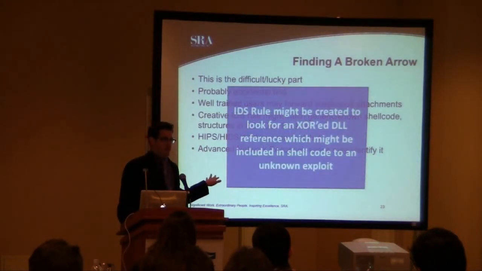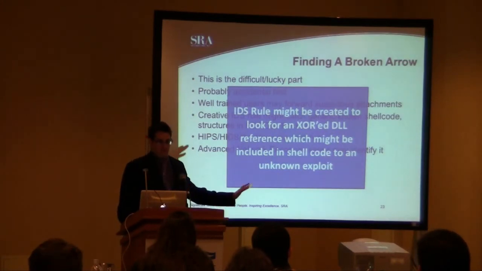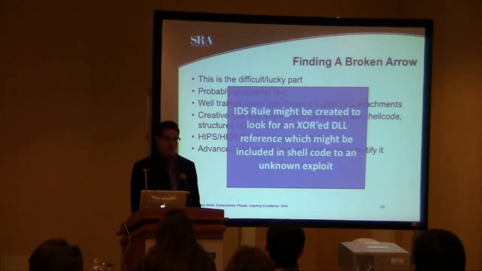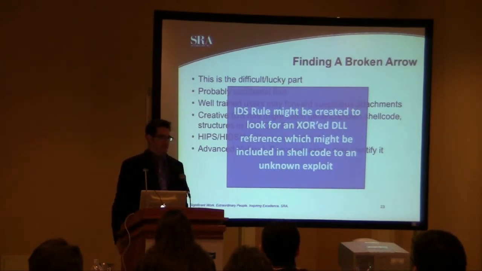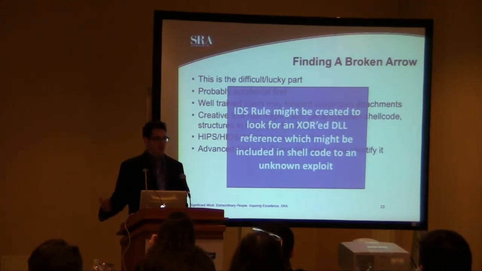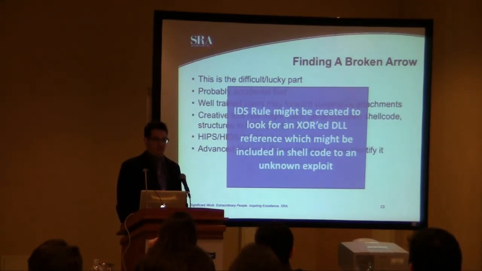Like I was saying with IDS rules, just as an example, you might create a rule to look for an XORed DLL reference, like WS32. If the exploit has to implement the WS32 library in order to communicate out, you could look for the 255 XORed values of WS32. It might be a lot of IDS rules, and you might find a lot of false positives as well, but you might find something that's useful.